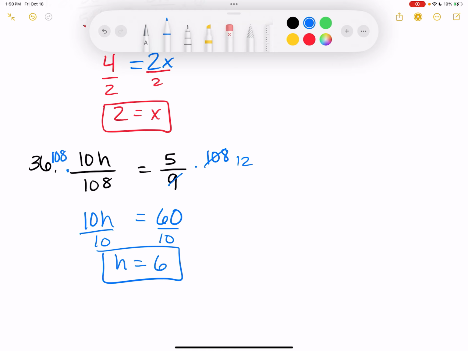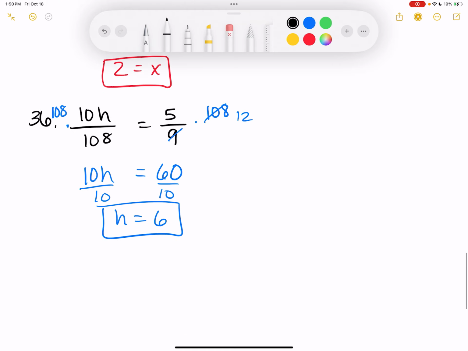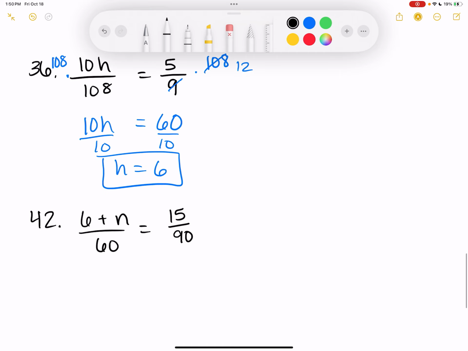All right, one more and then we'll be done. 42. 6 plus n divided by 60 equals 15 over 90. So notice this one's a little different. The other ones, we've either just had a variable by itself or we've had it being multiplied. What's happening to the variable in this one? Addition. It's being added, so I just need to pay attention to that when I go to do the final thing. So what's my first step?